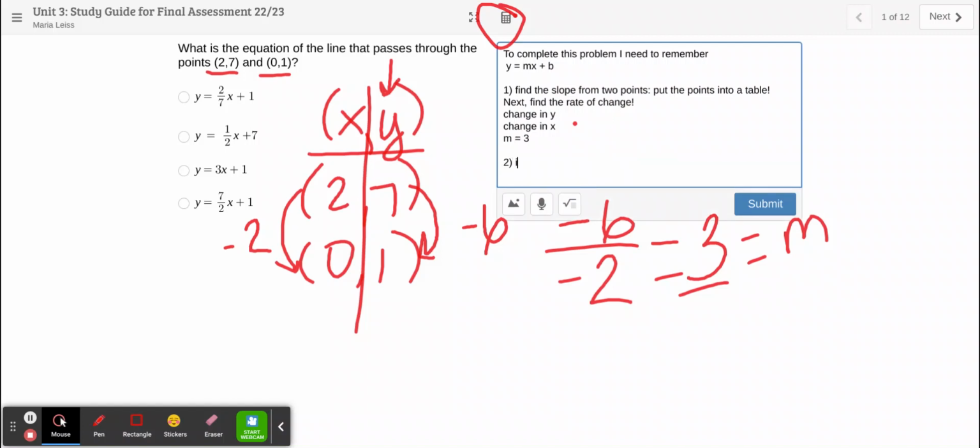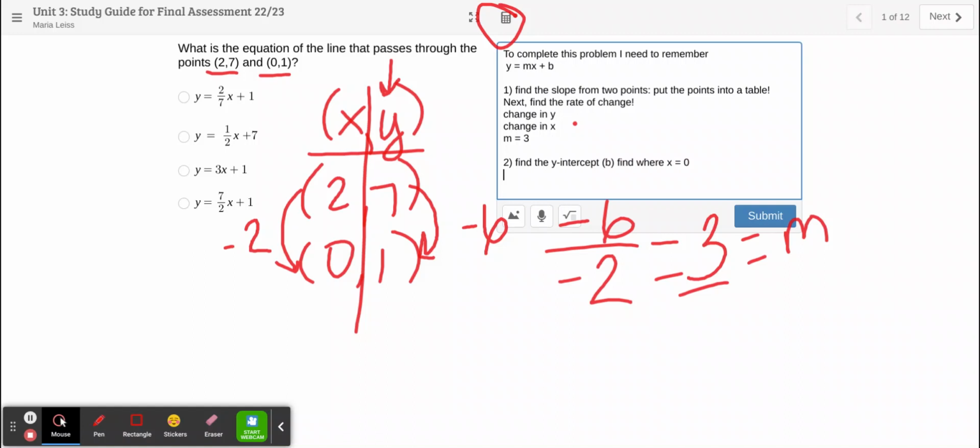Now, find the y-intercept or the b. And to do that, I find where x equals 0. So I'm going to look at my table, right? And as I look at my table, here's the x column. Guess what? There's the 0. That means that this number right here is my b. So that means that my b equals 1.